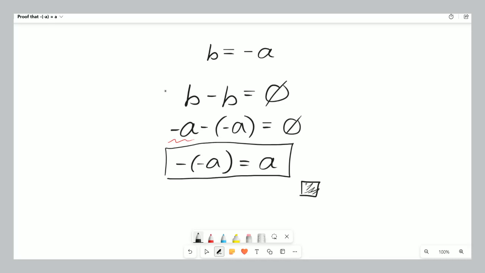The negative of a negative value is equal to the positive of that value. Short, simple, elegant.